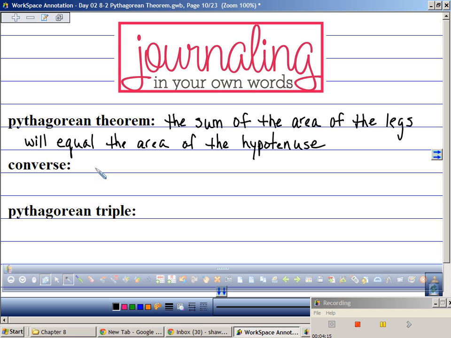So what would the converse be? If I tell you you have a right triangle, you tell me what? The long side. You tell me. Well, Mrs. Muller, did you know that you can sum up the area of the legs and that will equal the area of the hypotenuse? What would be the converse of that statement? The converse of that statement would be if the sum of the legs equals the area of the hypotenuse, then what? Then it means it's a right triangle. See how that works?